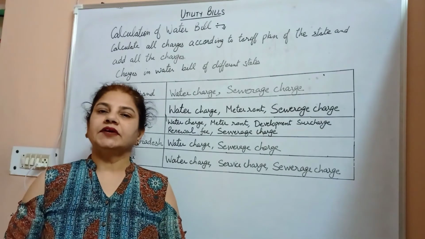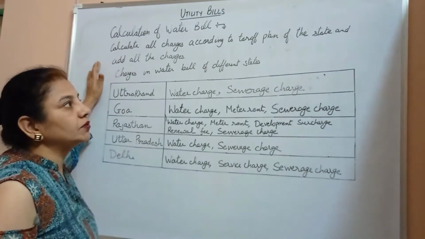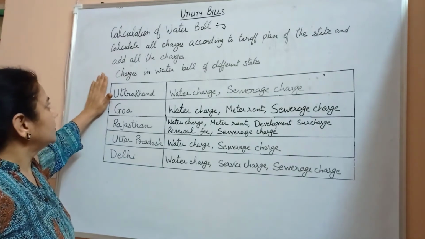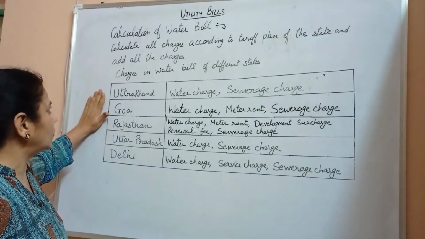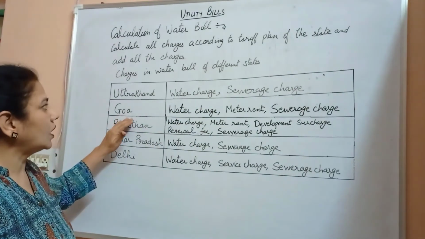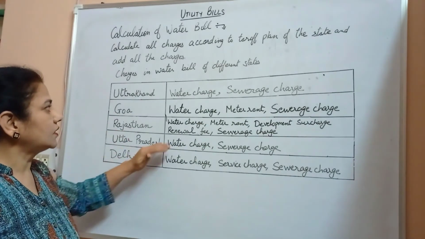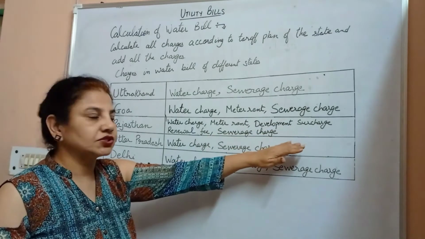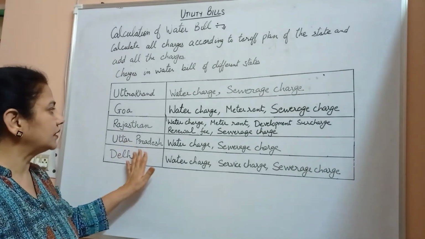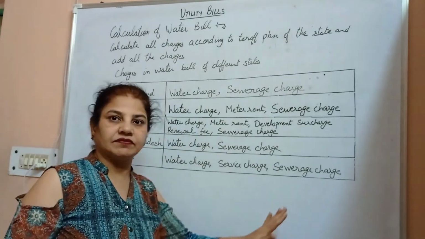Calculation of the water bill. Different states have different water tariff plans. Calculate all charges according to the tariff plan of the state and add all the charges. Charges in the water bill of different states are as follows. Uttarakhand: water charge, sewerage charges. Goa: water charge, meter rent and sewerage charge. Rajasthan: water charge, meter charge, development surcharge, renewal fee and sewerage charge. Uttar Pradesh: water charge, sewerage charge. In Delhi: water charge, service charge and sewerage charge.